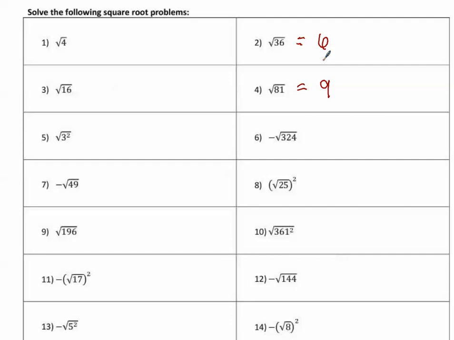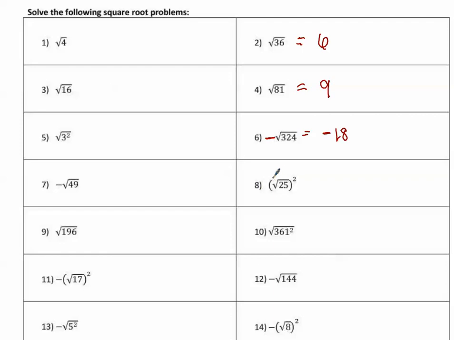With number 6, pay attention to the negative that's on the outside. So your answer is going to be a negative answer, and the square root of 324 is 18, because 18 times 18 gives you 324.